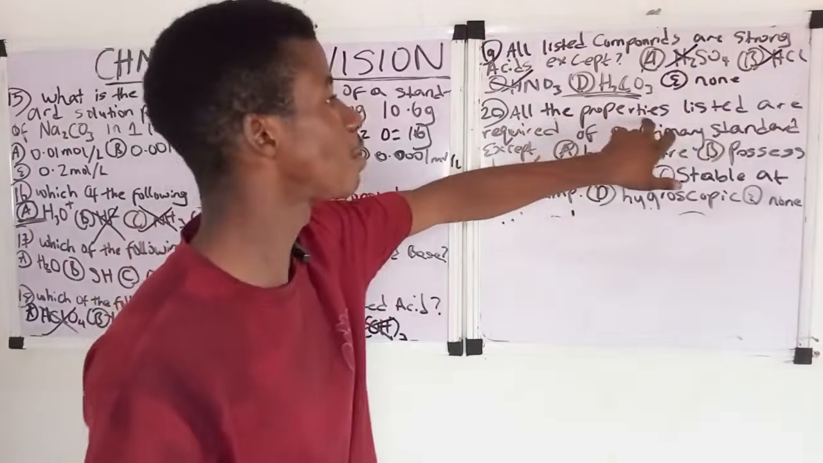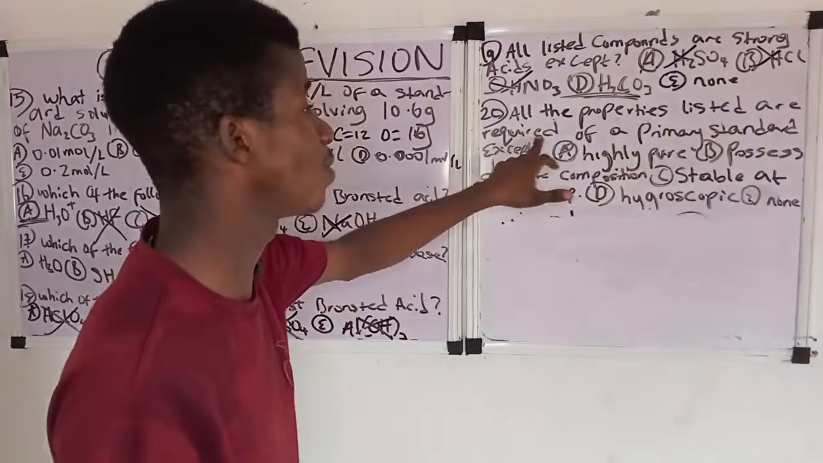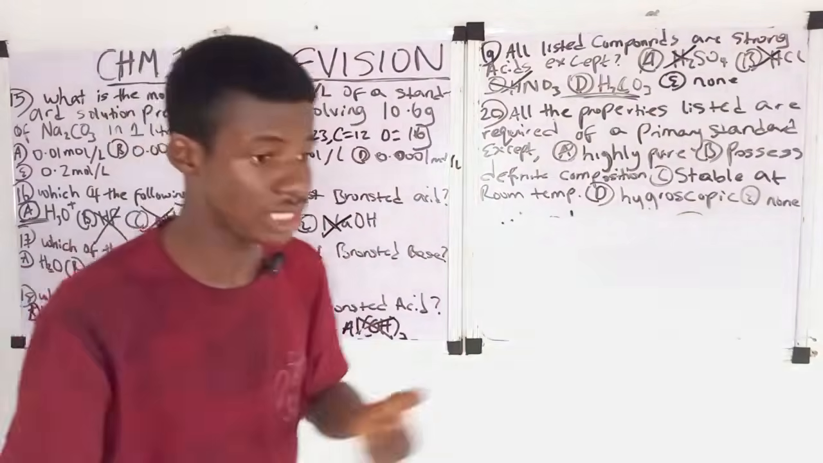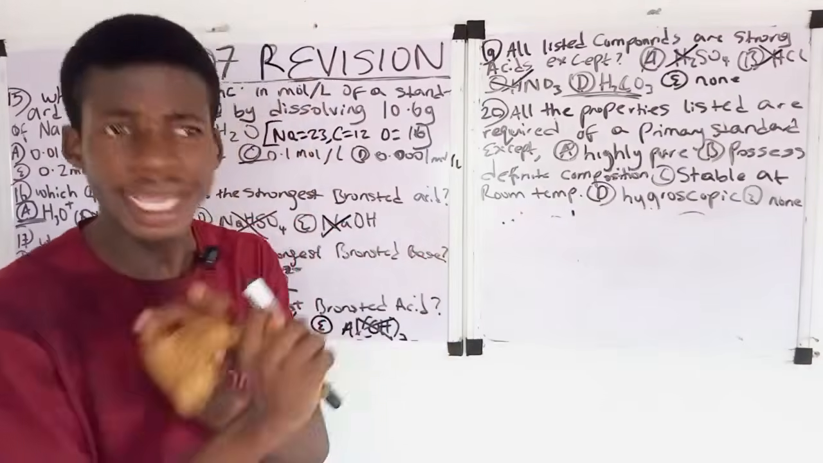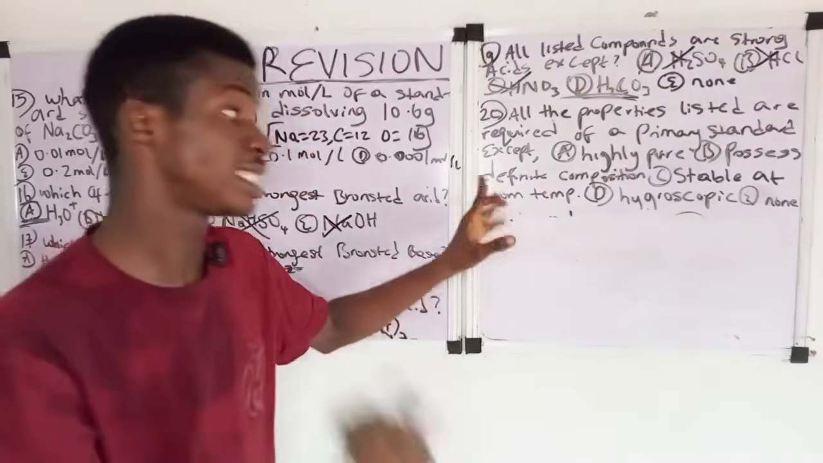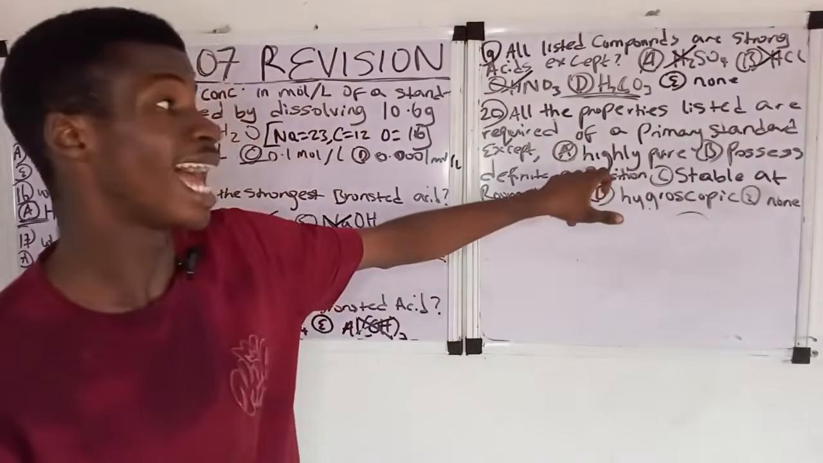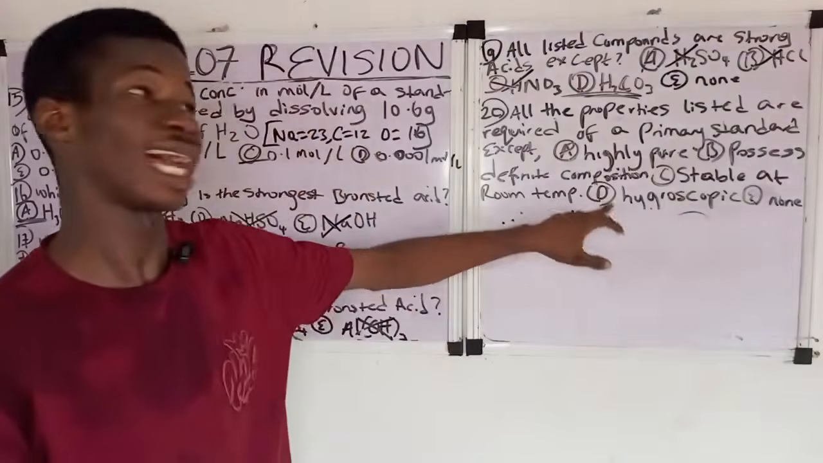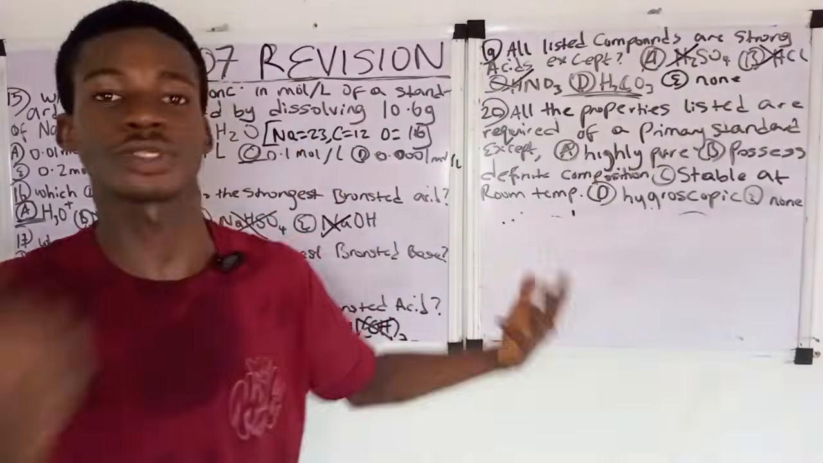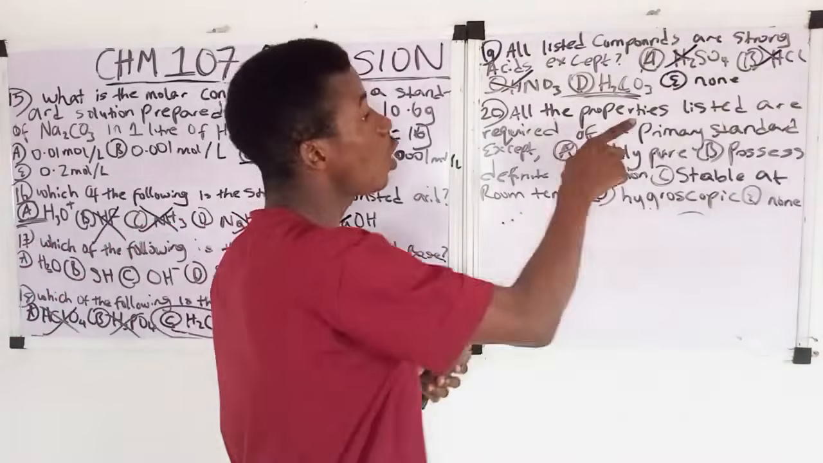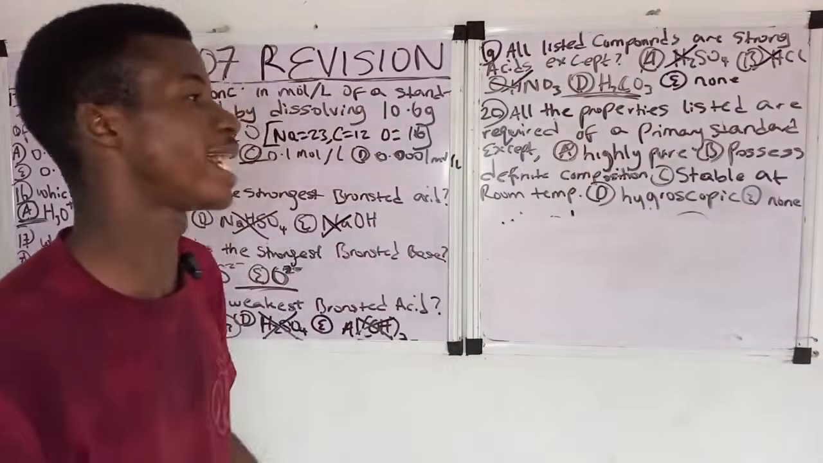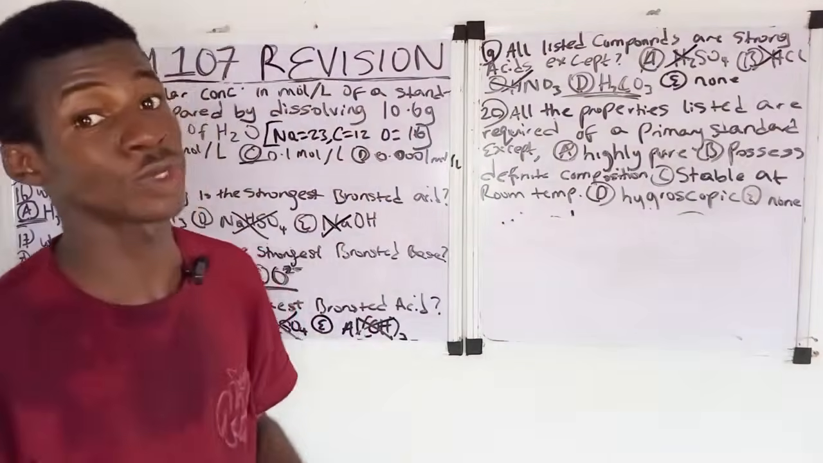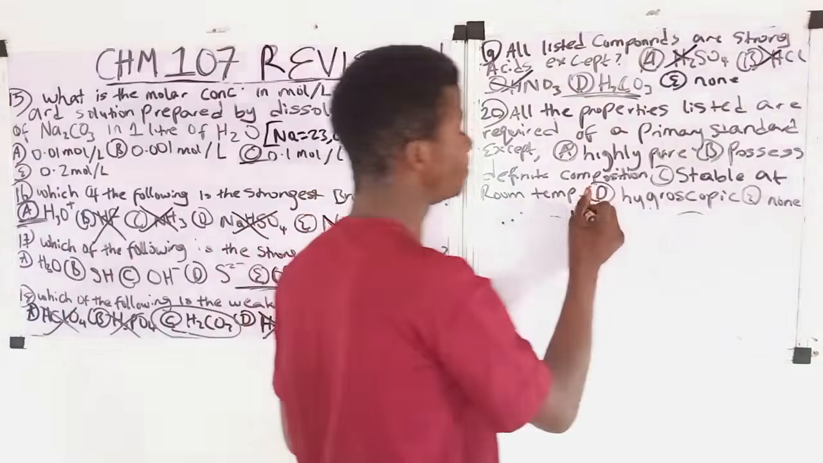All the properties listed are required of a primary standard except. Remember, primary standards are not hygroscopic. They have a definite composition. They are stable at room temperature. They are pure, possess definite composition, stable at room temperature, and they are not hygroscopic. So the answer is D.